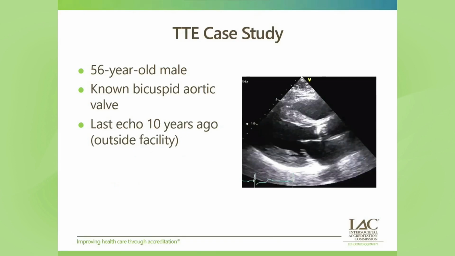Now we're going to look at a few examples of how a reviewer would assess some of the questions. This case may be likely to come through an adult echo lab. Great example, someone we've probably all seen. We have a 56-year-old male with a known bicuspid aortic valve. They had an echo 10 years ago at another facility. So that was the last time they ever had an echo.